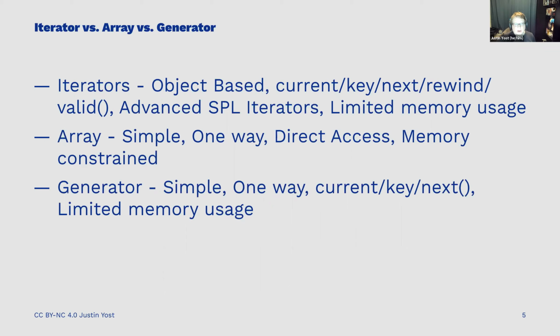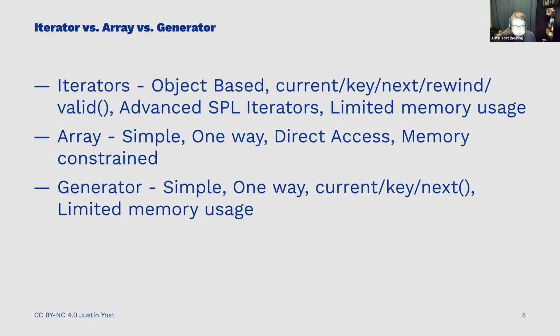One example of these iterators are the advanced SPL iterators. That's the Standard PHP Library. PHP has a standard library, and included in that is a bunch of standard iterators that are available. These iterators give you the ability to have the limited memory usage that I was talking about before, where we don't have to store everything in memory. We can have a quadrillion numbers in our iterator, and we only need to have one record actually exposed and available in memory at a time.